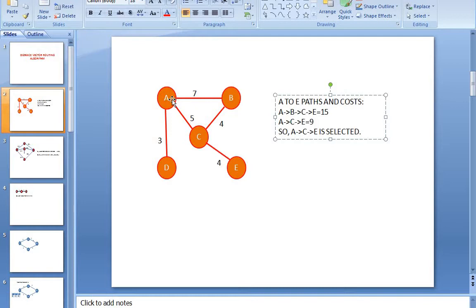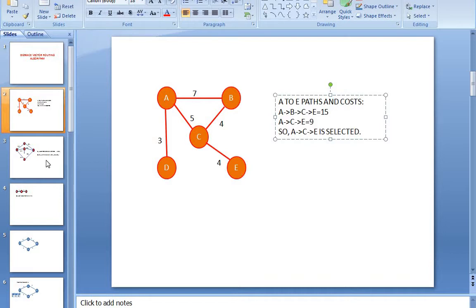We can achieve our target through another route, that is from A to B, then B to C, then C to E. In that case, the cost will be 7 plus 4, 11, 11 plus 4, 15. Therefore, the shortest path will be A to C, then C to E. So this path will be selected. In the Bellman-Ford algorithm, this way the shortest path is calculated and selected.